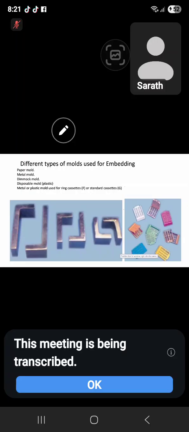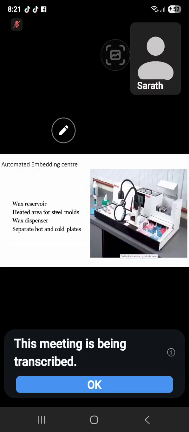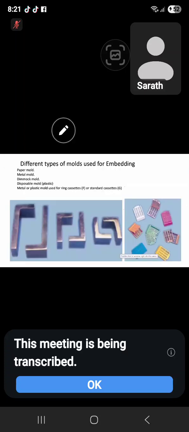So these are the L-shaped pieces we used during manual processing. Now we don't use them. Now the tissue is taken directly into these molds and covered with the cassette cover. These are the cassette covers. This is the cassette. The tissue is kept inside.